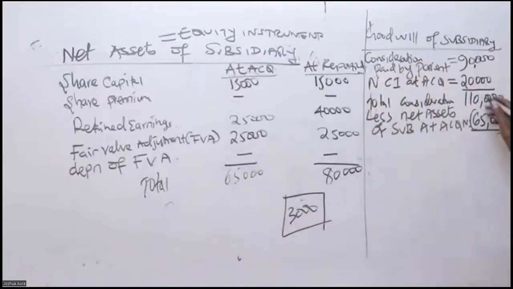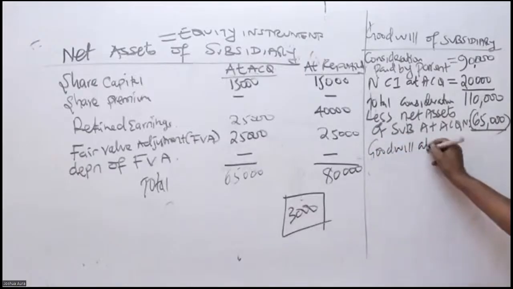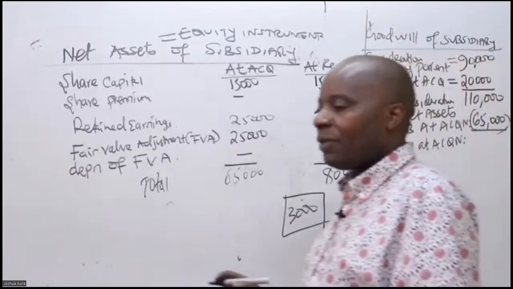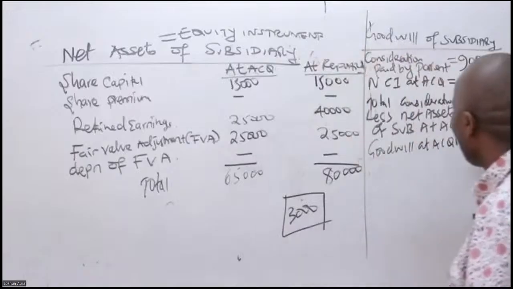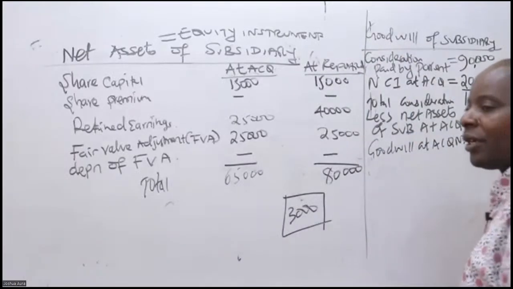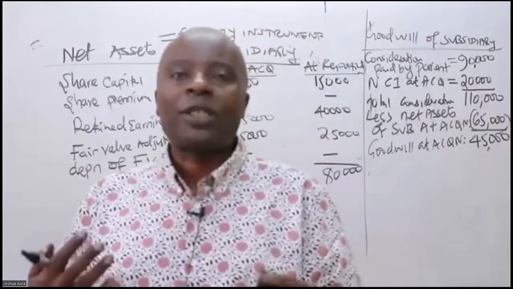So then what we have here is goodwill. This will be called goodwill at acquisition. Goodwill at acquisition will be 110,000 minus this 65,000, which gives me how much here, somebody? 45,000. Thank you very much. Goodwill, just like any asset, just like yourselves.